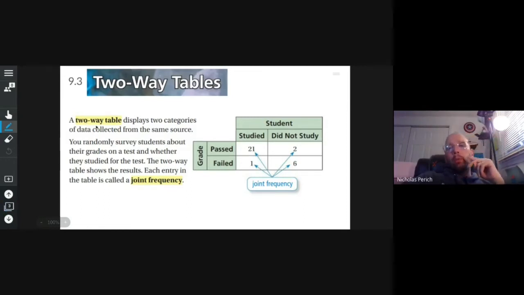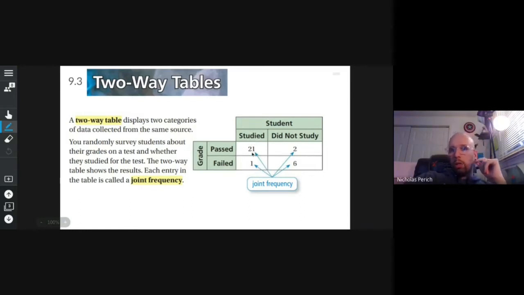A two-way table displays 2 categories of data collected from some source. You randomly survey students about their grades on a test and whether they studied for the test, and the two-way table shows the results. So I randomly survey like 30 kids. I'll be like, you got an F. Did you study? Yes. Okay. You got an F. Did you study? No.